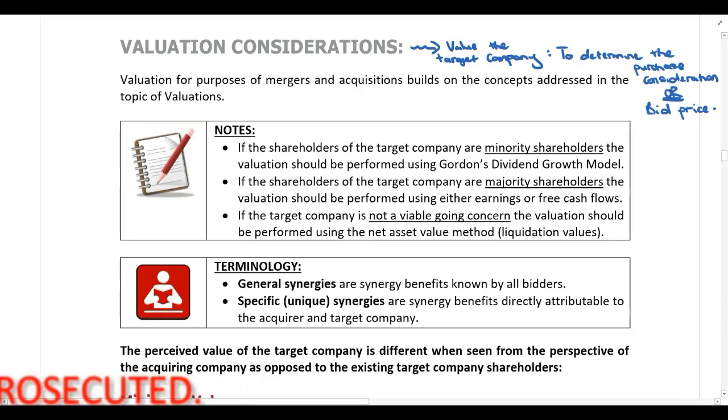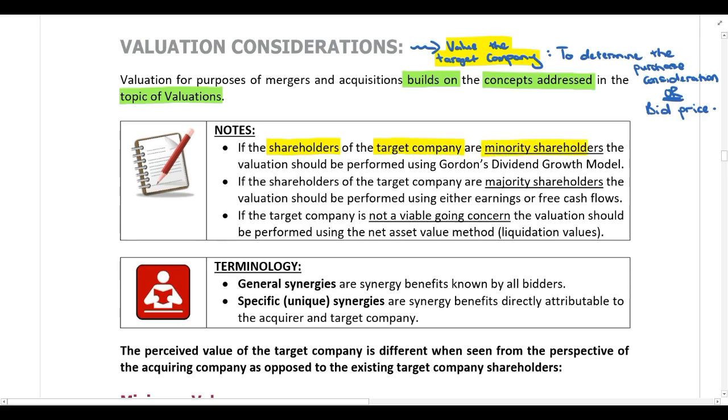And please note, this part of the lecture builds onto the concepts that we already covered in our lecture on valuations. So if we are trying to value the target company, if the shareholders in the target company are minority shareholders, you should then perform a minority valuation, meaning you should use Gordon's dividend growth model. On the other hand, if the shareholders of the target company are majority shareholders, you should then perform a majority valuation using either earnings or free cash flows.